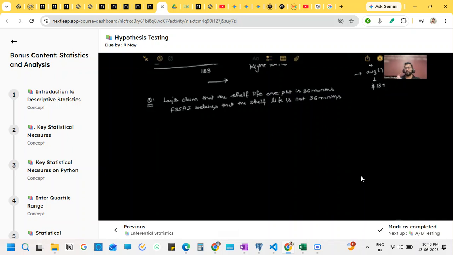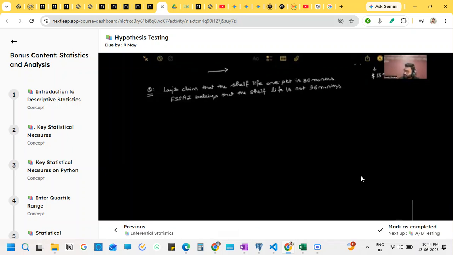Now here, the alternative assumption is that it is not 36. It can be either more than 36 or less than 36, but it is not 36. So basically, the alternative hypothesis is that the average shelf life is not equal to 36 months, while null is the average is equal to 36 months. Right. Now for this, let's say this is 36. Now, you are going to reject the null if it comes on this side or on this side. You will reject the null if it comes on either side, either on left or right.